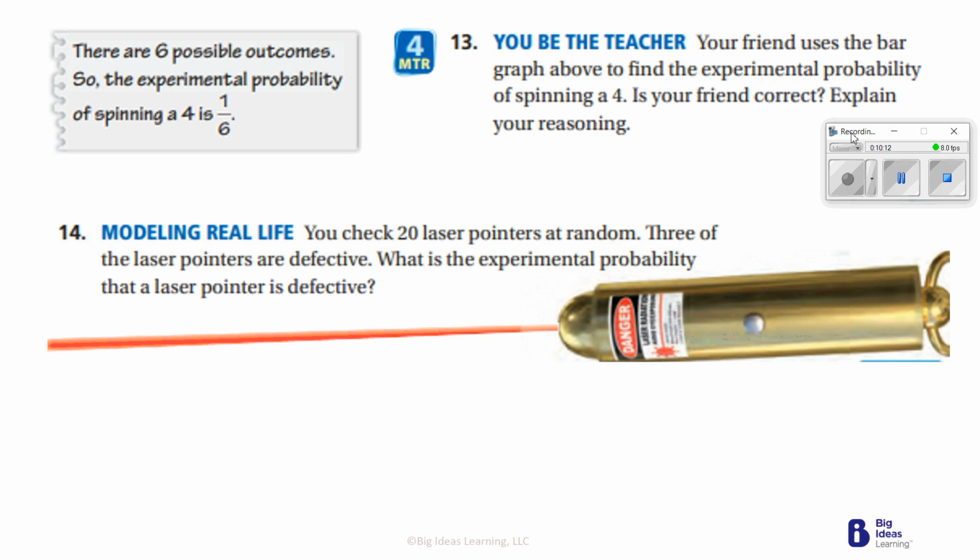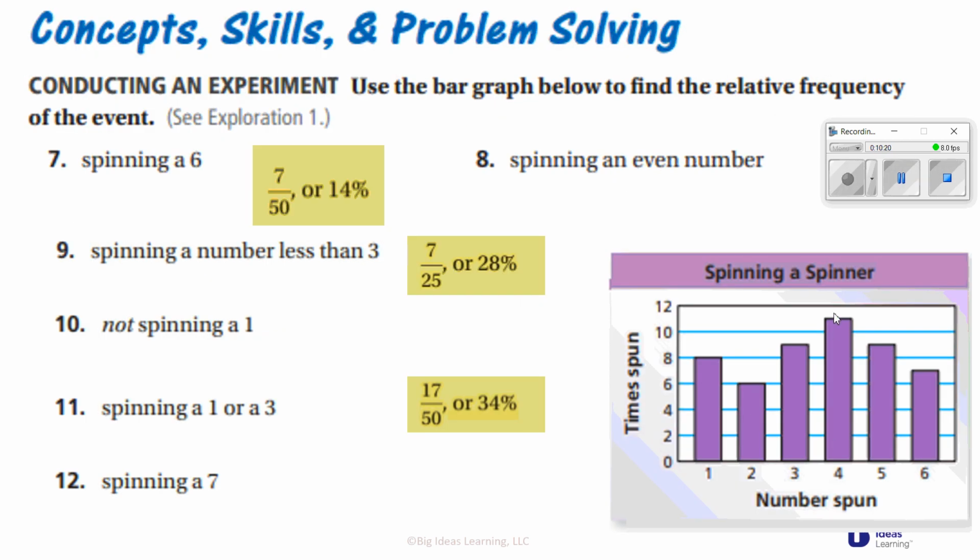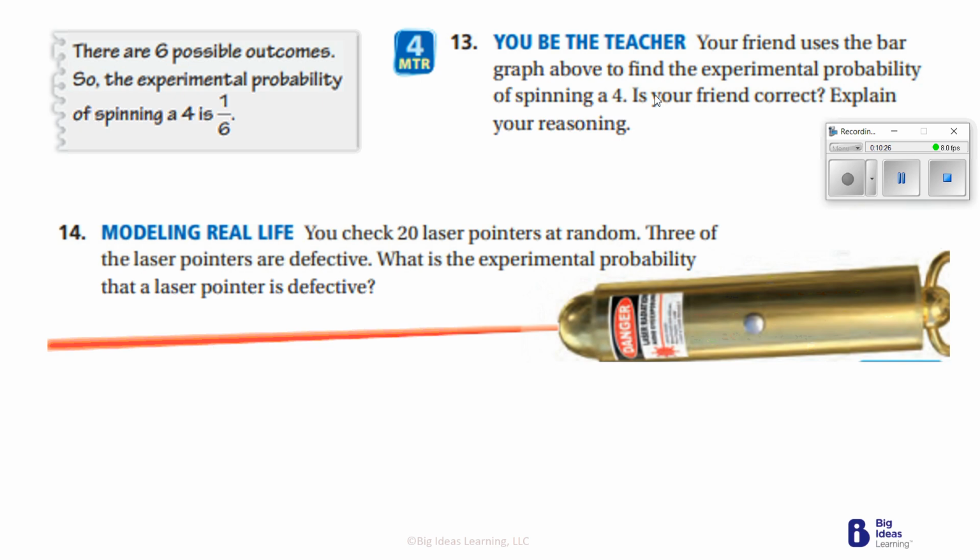It says that your friend uses the bar graph above to find the experimental probability of spinning a 4. All right, spinning a 4 would be 11, and that's 11 out of 50, right? All right, is your friend correct? He says there's 6 possible outcomes. And it says graph define experiment probability of spinning a 4. It doesn't say nothing bigger than a 4. And he said there are 6 possible outcomes. Okay, so the experiment has a probability of 4 is 1 over 6.